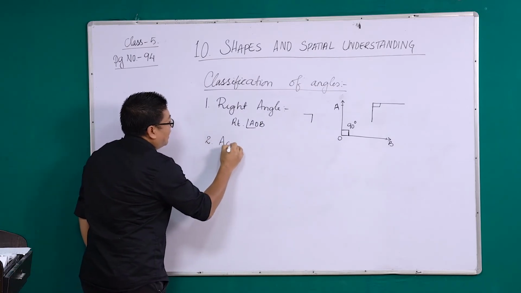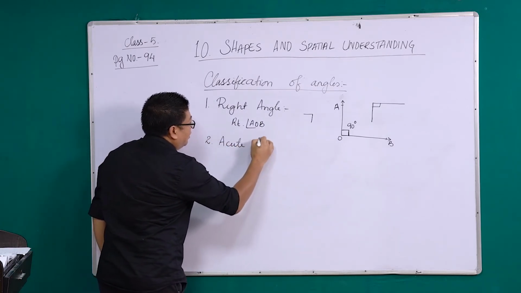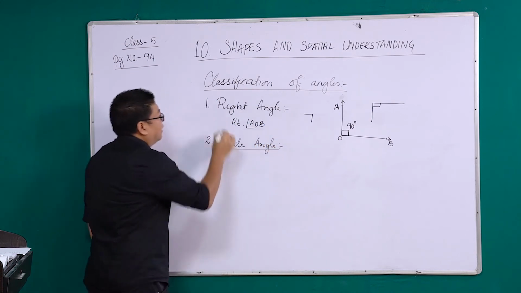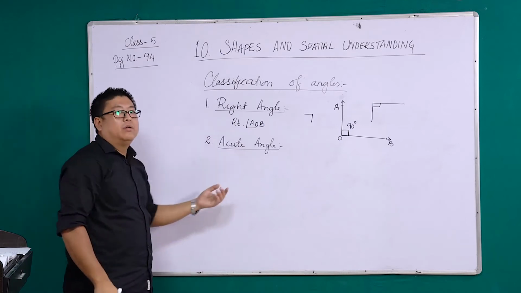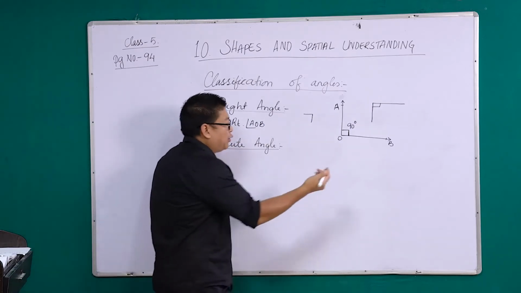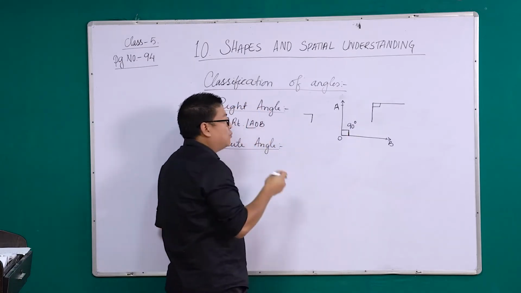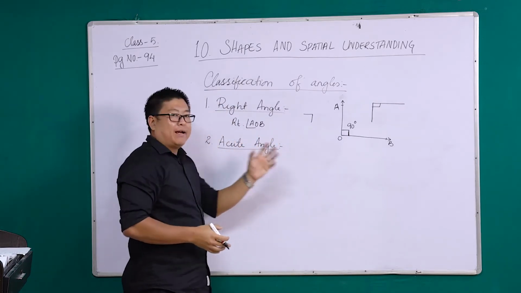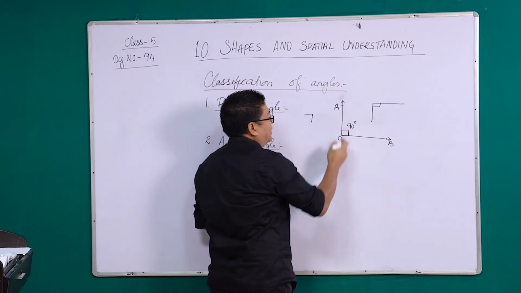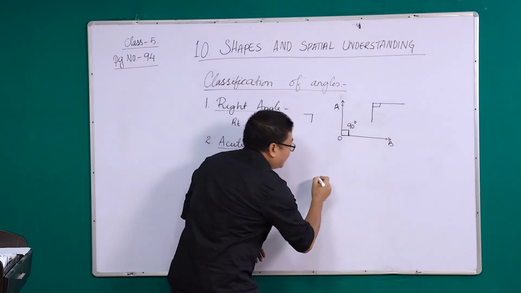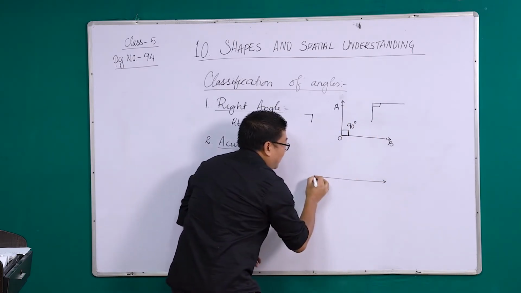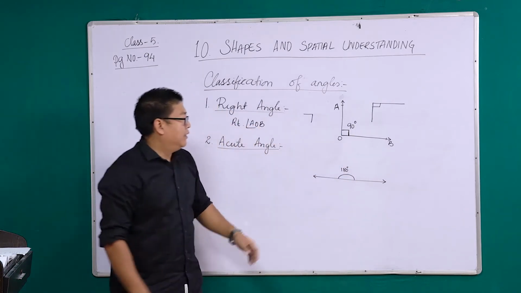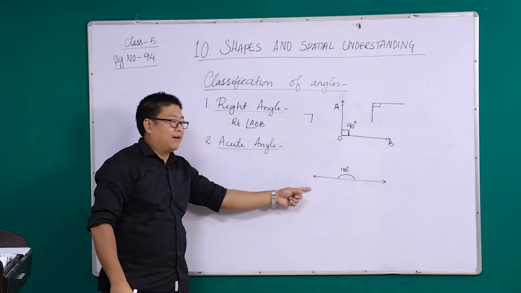The next we have is acute angle. The name itself, acute, means cute, right? Cute, so we can say that it is a smaller angle. It is a small angle. Now, since we know about this 90 degrees, let's move on. We know that a straight line is 180 degrees, the total angle of this line.